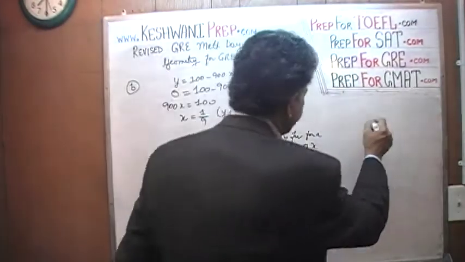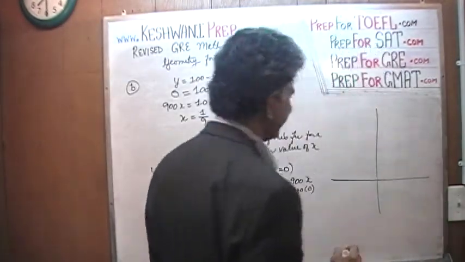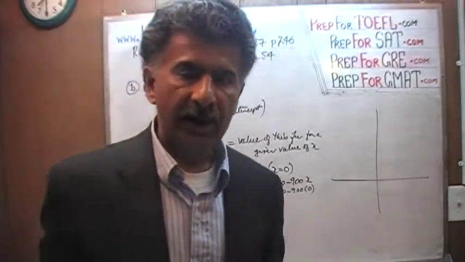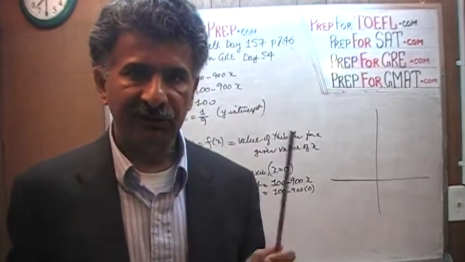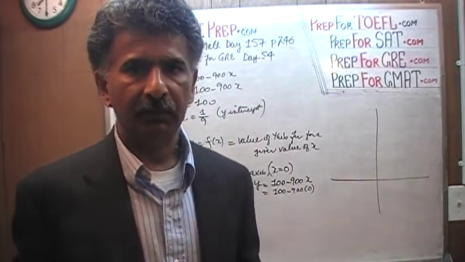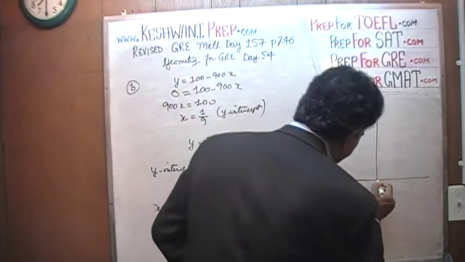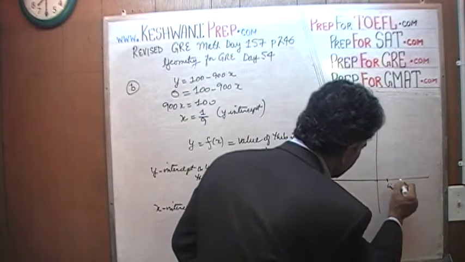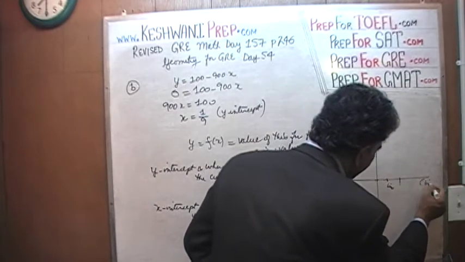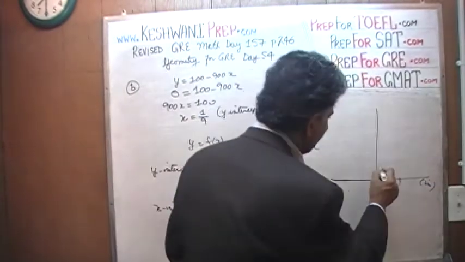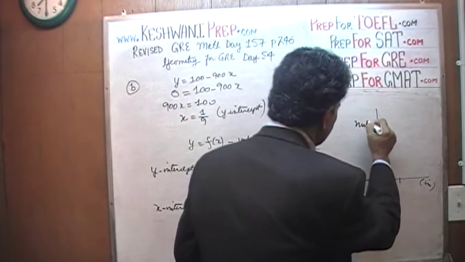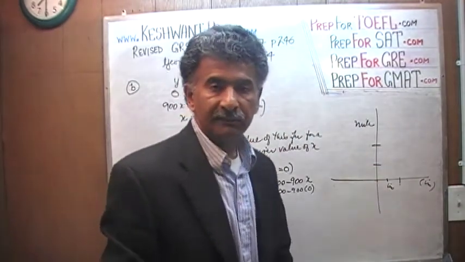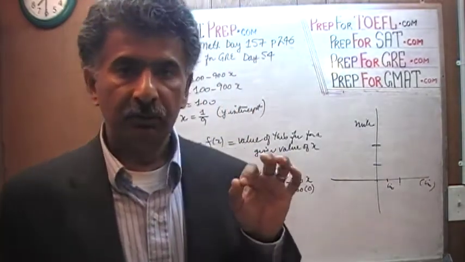Let's plot it here. Now, as I explained to you many times in the past, when you're plotting a graph, the scale on the x-axis and the y-axis do not need to be the same. For example, from here to here is 1 inch, and this is 2 inches. On the x-axis I'm measuring in inches, and on the y-axis I'm measuring in miles. So this distance represents 1 mile, but that represents only 1 inch. The scale on the x and y-axis do not need to be the same.